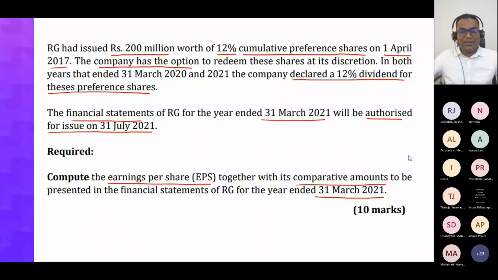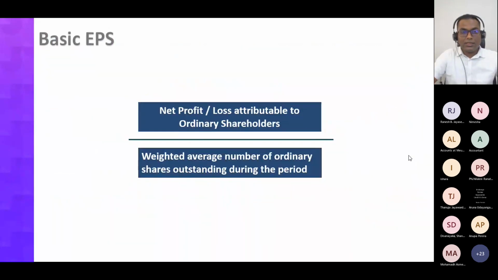Right. So we need to calculate the EPS for the year ended 31st March 2021, as well as show the comparative EPS figure for the last year, that is for 31st March 2020. Now, when it comes to EPS, we have two types of EPS, basic EPS and diluted EPS. In this question, what we require to calculate is the basic EPS.